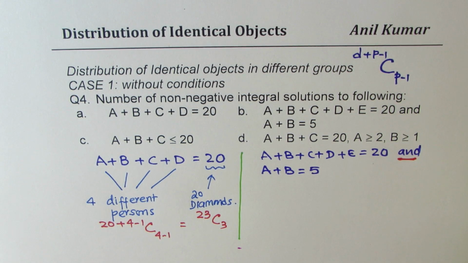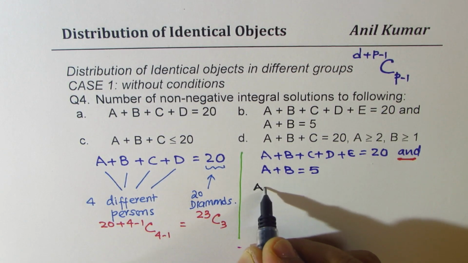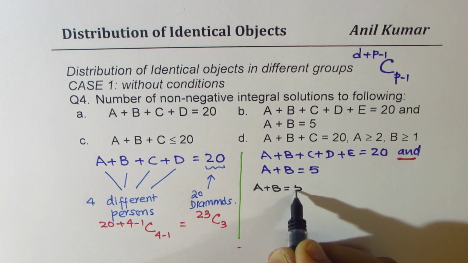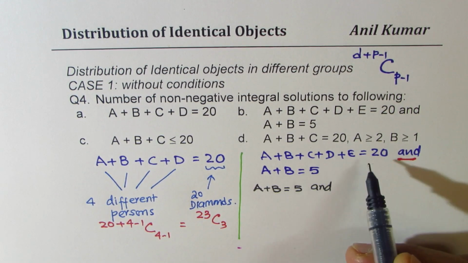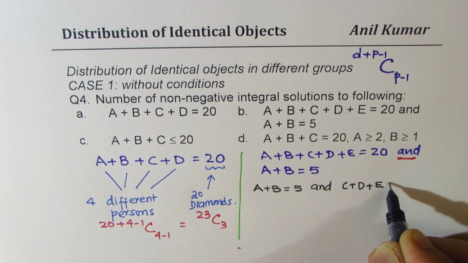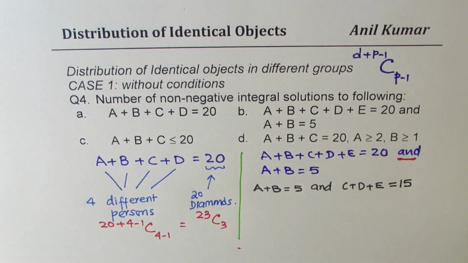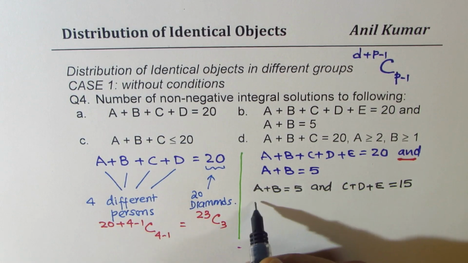Think about it. What we can do here is divide it into 2 parts. We want to distribute 5 diamonds among A and B, and out of 20, what remains? 15. So C plus D plus E get 15 diamonds. Do you get the idea? Two persons, 5 diamonds, so it is 5 plus 1, 6, C1.